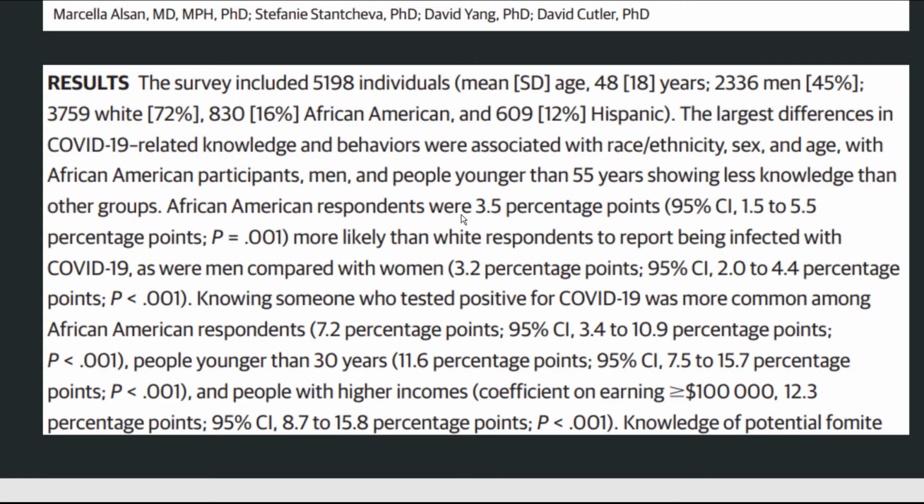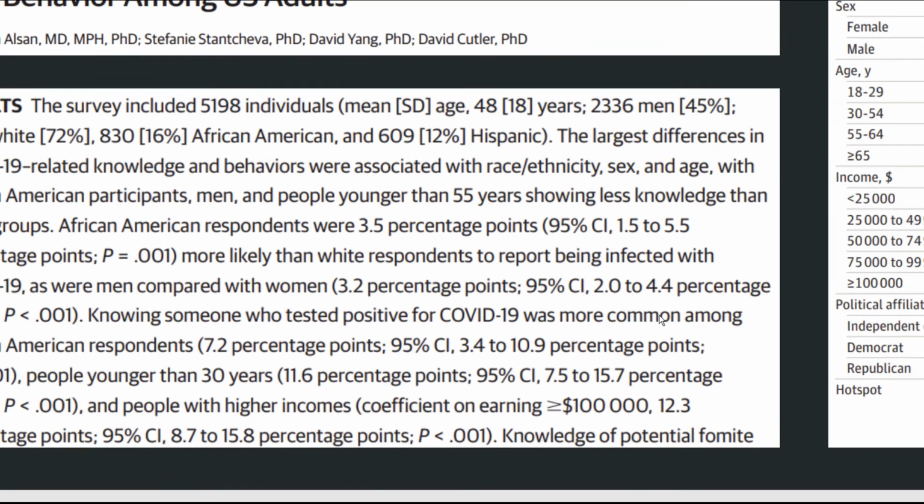African American respondents were 3.5 percentage points more likely than white respondents to report being infected with COVID. Now, after 3.5 percentage points, you can see we have a 95% confidence interval, 1.5 to 5.5 percentage points. So that's often a way that they will show confidence intervals in text. And you can see there's quite a few more of them as you go down here.